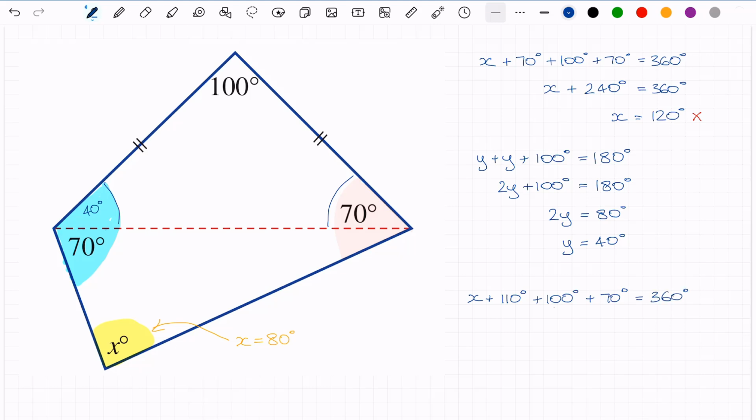Now 110 plus 100 is 210, plus another 70 would be 280. So that means x plus 280 degrees is equal to 360 degrees. And if I subtract 280 from both sides, I get x equals 80 degrees, which is what the answer at the back of the book indicated. So that is how you get the answer that the textbook was indicating.